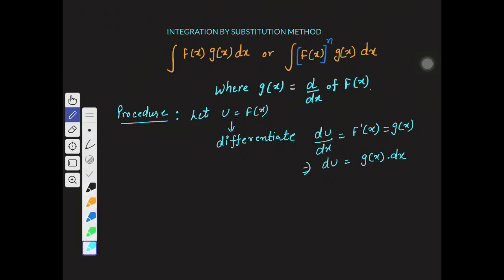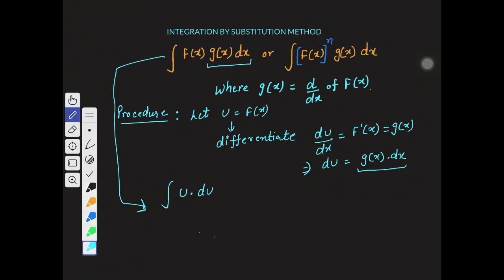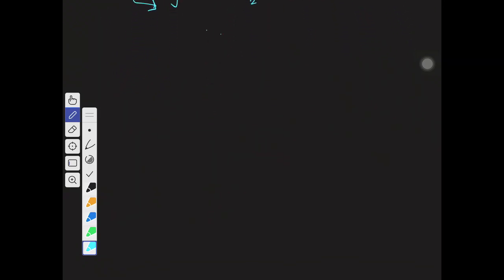In the beginning it's everything in x, but now we will integrate in terms of u. So if you assume u as f(x) and du as g(x) dx, you have to replace your f(x) with u, and g(x) times dx is du. So always remember, there should be one part in the integration which is the derivative. So you integrate that like a basic rule, u squared over 2 plus c, and then you replace back u.